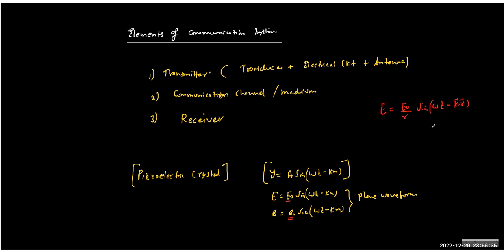Which form is this? Anyone knows? This is the spherical waveform. And if I write E equals E naught by root R sine(omega t minus k dot R), this is called cylindrical waveform. So this is what we have discussed.